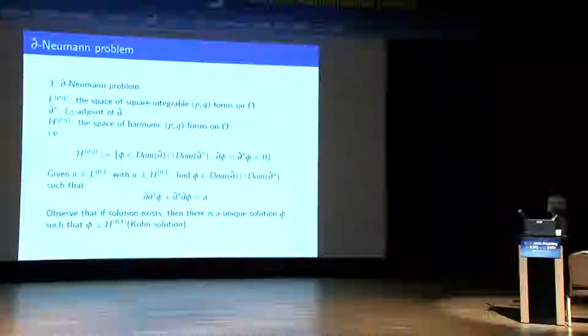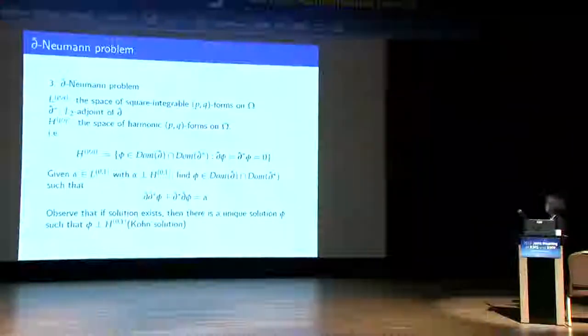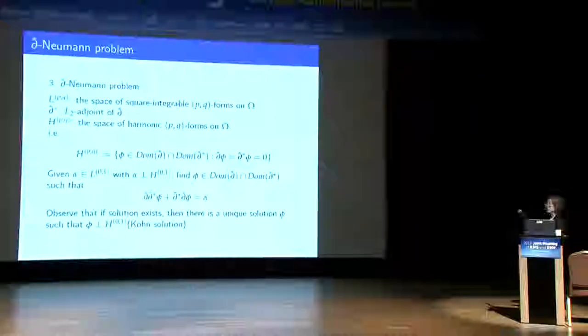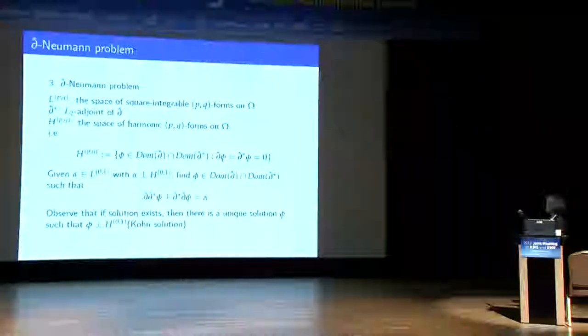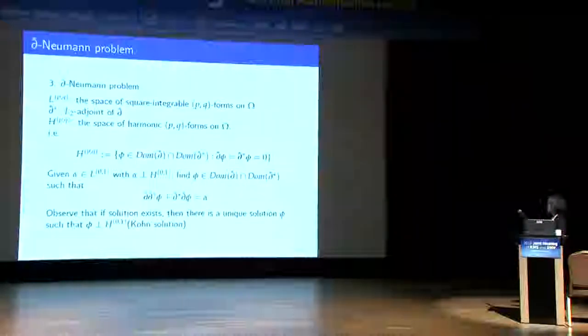And if there is a solution, then there is a unique solution which is orthogonal to the harmonic forms. It's exactly analogous to the Riemannian case. And this solution is called the Kohn solution. And we want to investigate the local regularity of this Kohn solution.